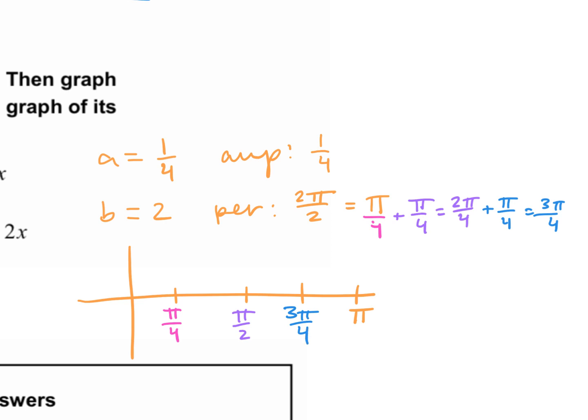What's our amplitude? 1 over 4. So we go up to 1 over 4, down to negative 1 over 4, and then we put our points. For cosine, where do we start? We start up at the amplitude, then where do we go?